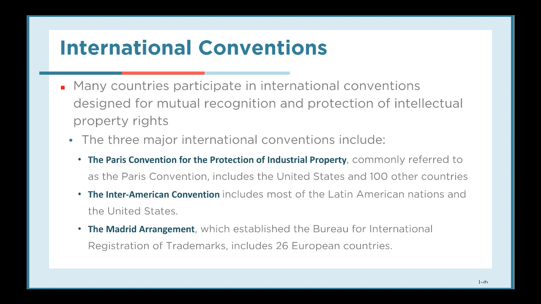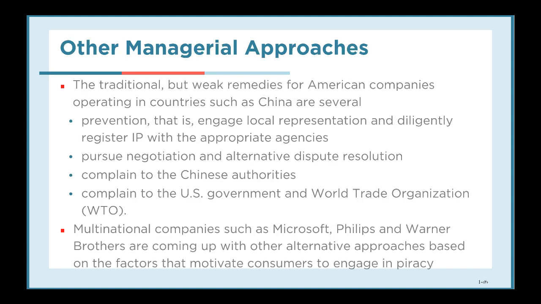I'm going to breeze through this one. This is a list of international conventions that affect how international property issues are settled. The biggest agreement that was up recently that included intellectual property issues was the TPP, the Trans-Pacific Partnership. And with that being essentially on hold since Trump's election, there are still big questions about how intellectual property issues will be resolved.